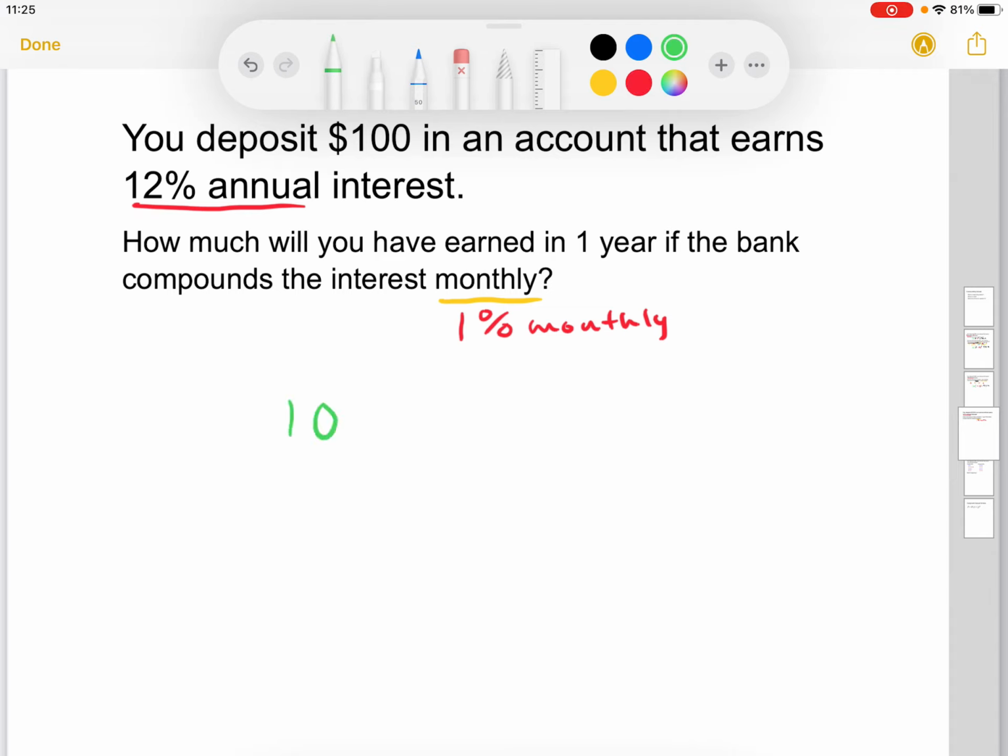So if I'm writing this out, I still have that same $100 to start. And then I'm going to go 1 plus 0.01 to the 12, because there's 12 months in the 1 year that I'm accruing interest. And in this case, I'm going to earn $112.68. So I earned even more this time than I did in the other scenarios.